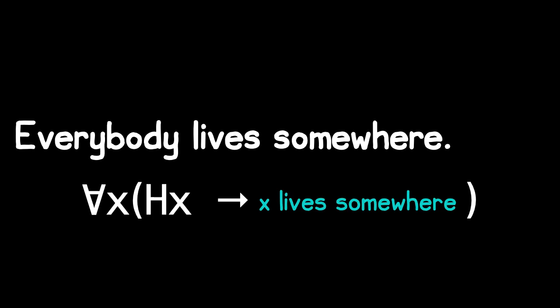Now consider this sentence. Everybody lives somewhere. Everybody means all of the people, not all of the people and places. So instead of all actors, we need to make that all of the people explicit. We have the predicate Hx to pick out the humans. So the sentence becomes, for all x, Hx arrow, x lives somewhere. I've deliberately left the last part in pseudo-English. And you should feel free to do this when working through problems.